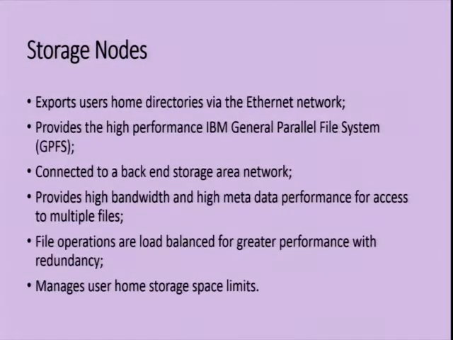We have also storage nodes which give you parallel file access to your local space, to your home directory. And the storage system that we use is by IBM called General Parallel File System. And this connects to the backend storage area network. So they don't connect directly to the compute nodes. And it provides very high bandwidth, metadata performance for access to a large number of files. And the reason why we have a number of storage nodes is that the file access is load balanced across the storage nodes, and gives you much better performance. And your home storage space limits are also managed.